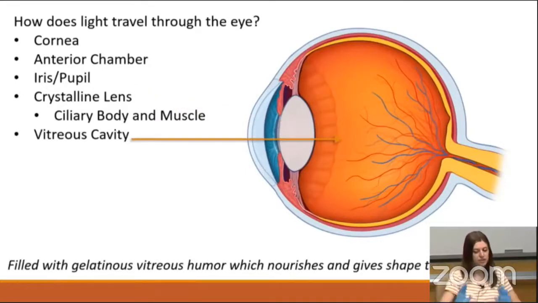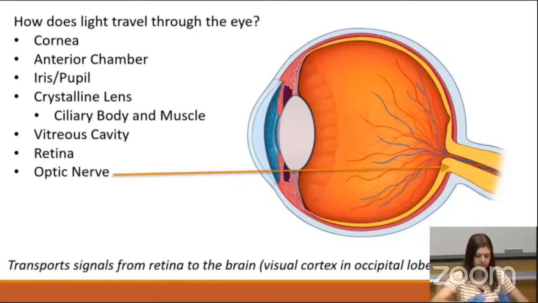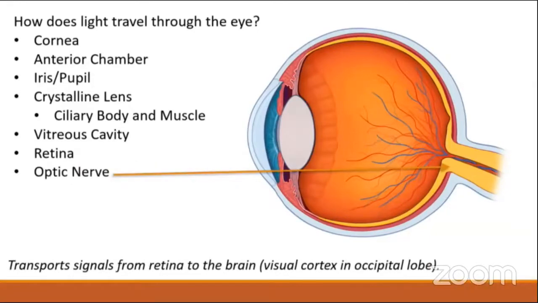And it goes through the vitreous cavity before it gets to the retina. That's just full of another water-like fluid. And then it gets to your retina. So the retina contains photoreceptors which sense the light, which we'll talk a little bit more about later. But the main thing is that the light that is focused by the cornea and the lens ends up at the retina, and that's how you sense the light and things going on around you. And then that information is sent through the optic nerve to the brain.